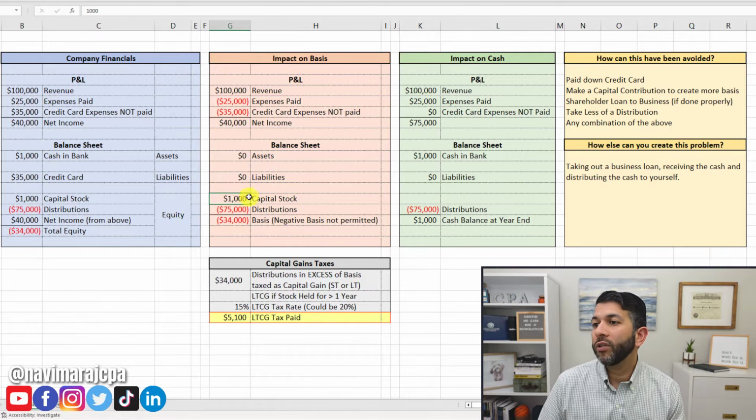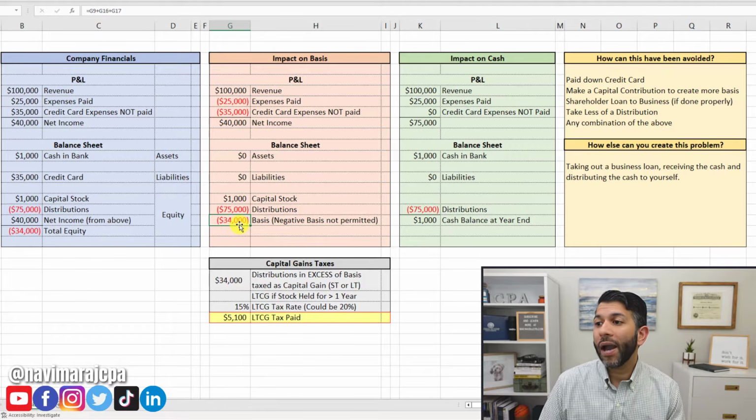You have your capital stock. That's basically this money, the cash in the bank. It's there in equity. And so you've created $1,000 of basis by doing that. But then you lost $75,000 in basis because you took $75,000 of cash out of the business.